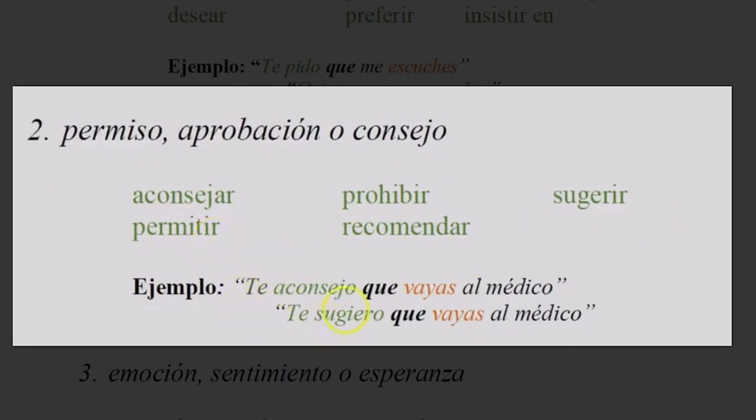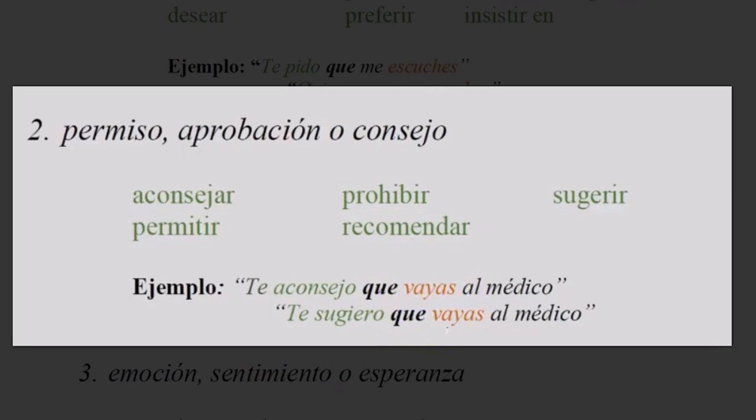Again, not in themselves. Te aconsejo, I advise you. That's an indicative. Where is the subjunctive? Well, the subjunctive comes in my second sentence after the que. I'm advising you to go to the doctor, or I advise that you go to the doctor, that you should go to the doctor, that you may go to the doctor. That's the subjunctive. That's the thing I'm recommending or approving or advising.